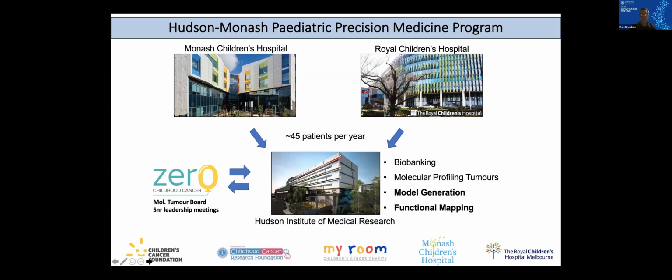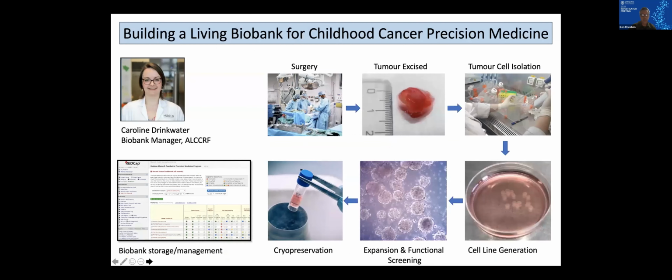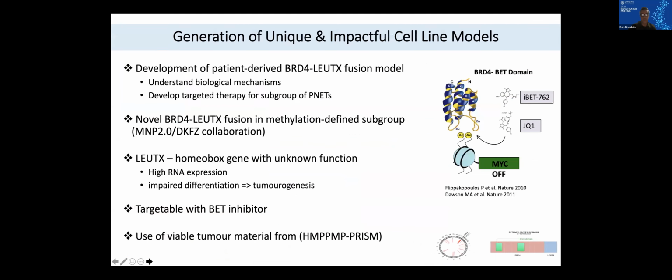What that really means is generating models and working with other groups within CBTN and around the world to build a collection of models that we can then interrogate using functional approaches. At the ground level, we've established a robust pipeline for collecting and generating models across Australia, and these are then entered into our living biobank, stored and managed along with the metadata from the patient themselves.